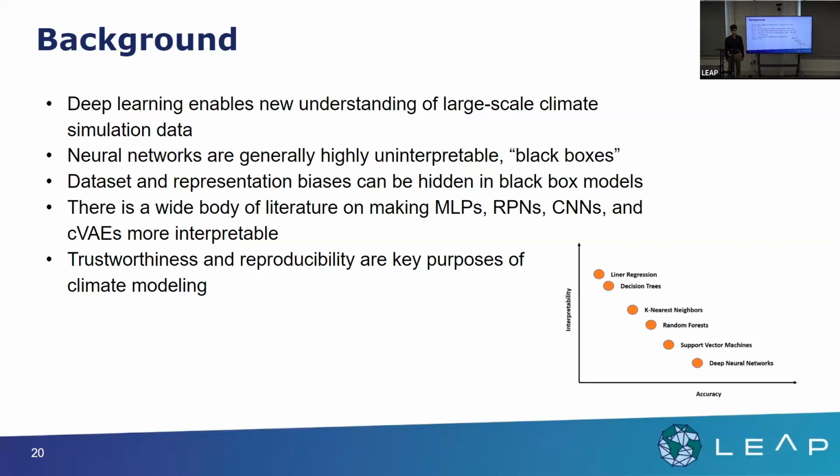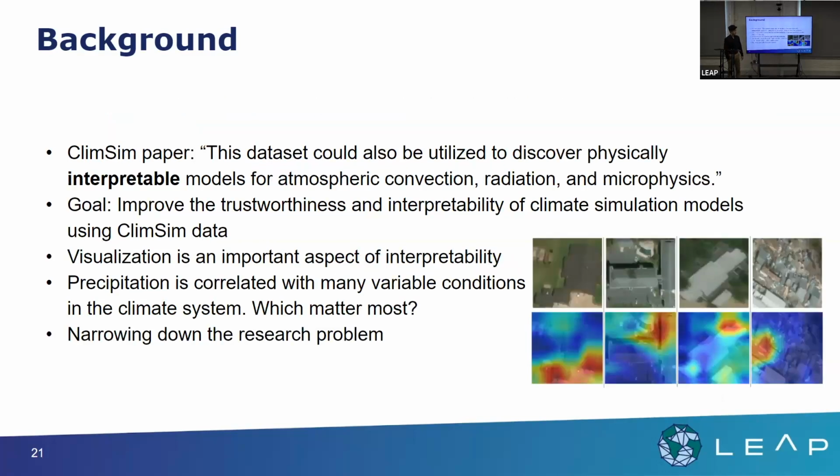Right now, there is a large body of literature concerning how we can tackle interpretability in different models. And there are also ways to visualize this. Trustworthiness and reproducibility are influenced by interpretability. We need interpretability to actually trust the results of the model, and that's why we tackle this. The Clemson paper recommends looking into interpretability, and it recommends using dimensionality reduction and symbolic regression. We take a slightly different approach using visualization, which is an important aspect of interpretability.